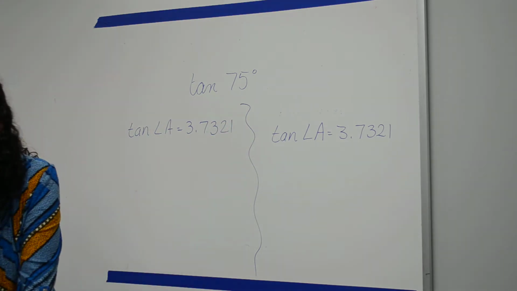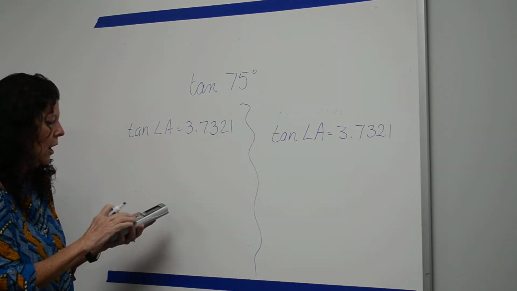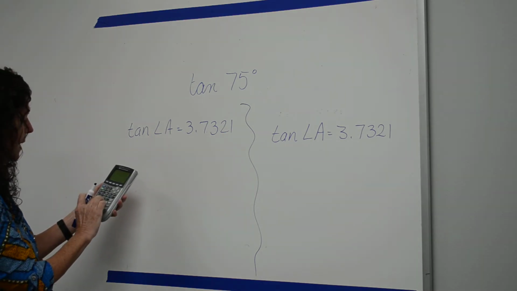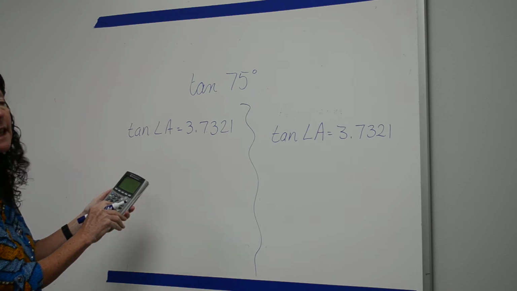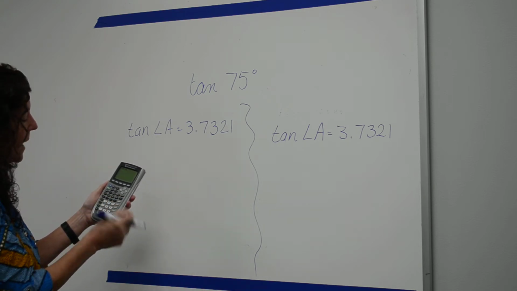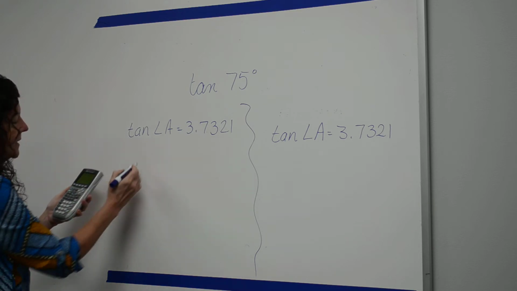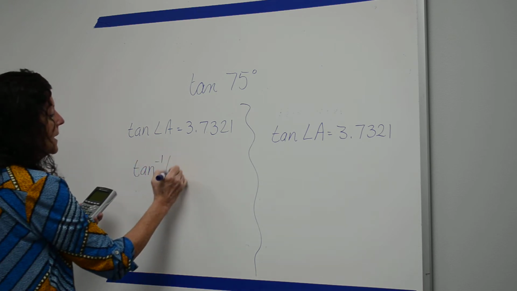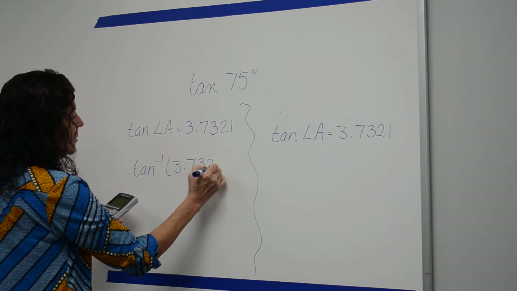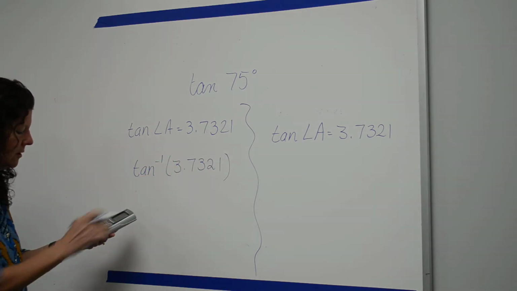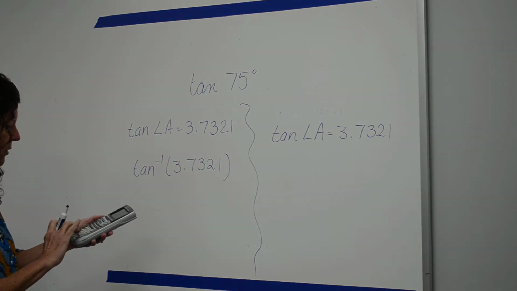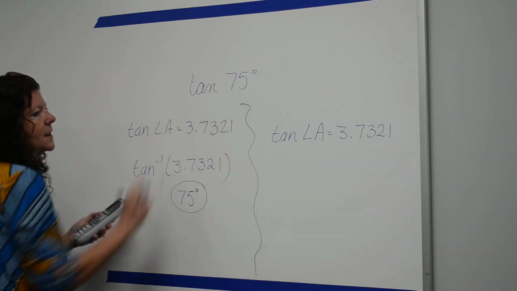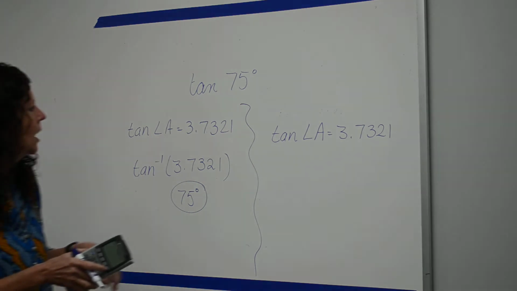If you're using a graphing calculator, all you have to do is press the button that's second, which is up here at the top. Then you press the tangent, because that allows you to get to the word right above the tangent. So it's like the tangent to the negative first power. That's the inverse. And then I'm going to type in 3.7321. So I have inverse tangent of 3.7321, and it's going to give me 75 degrees. Well, I happen to know that that's right because I had already done it backwards.